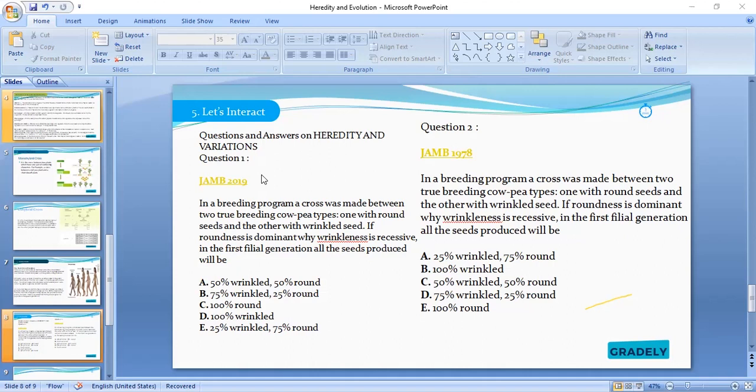Now, variation looks at the differences that exist. So when you look at these options, you don't need a suicide to tell you that the answer is heredity, because you're looking at the ability of a character to be transferred from parents to offspring. So that is it, and the answer is this.